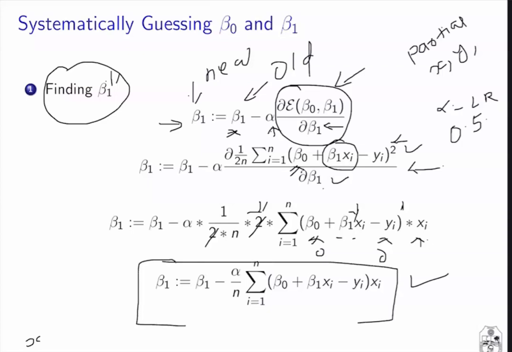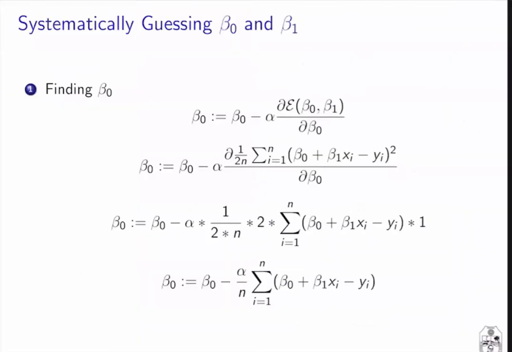Now this is the value of beta 1. The new value of beta 1 is equal to the old value of beta 1 minus alpha divided by n, sum of i from 1 to n, all the individual terms, and this is nothing but our error function multiplied by the ith value of x. So this is beta 1. In this way beta 1 is calculated.